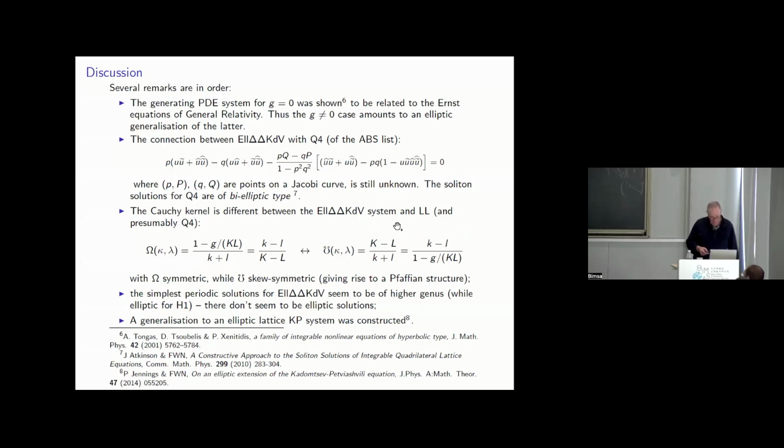So what do we know about Q4 solutions? Well, not much, as I said, but in a paper with James Atkinson we constructed the n-soliton solutions, which actually are solutions of bielliptic type. What do we mean by bielliptic type? It means that there are two elliptic curves with different moduli that appear in those solutions. And here are the solutions.